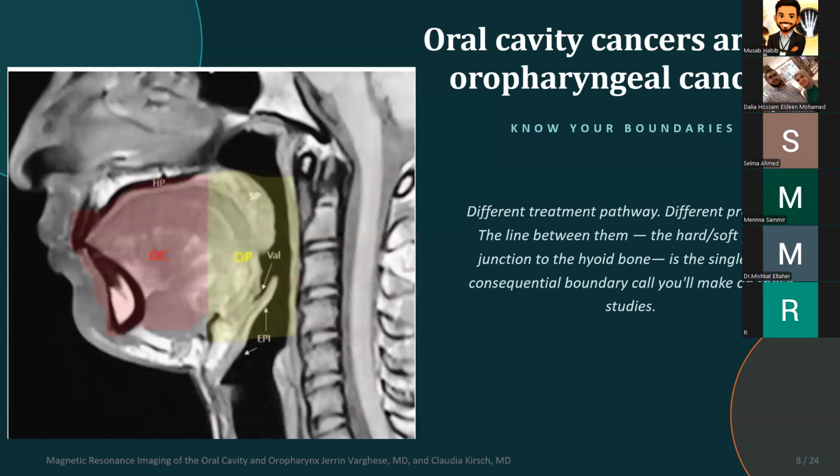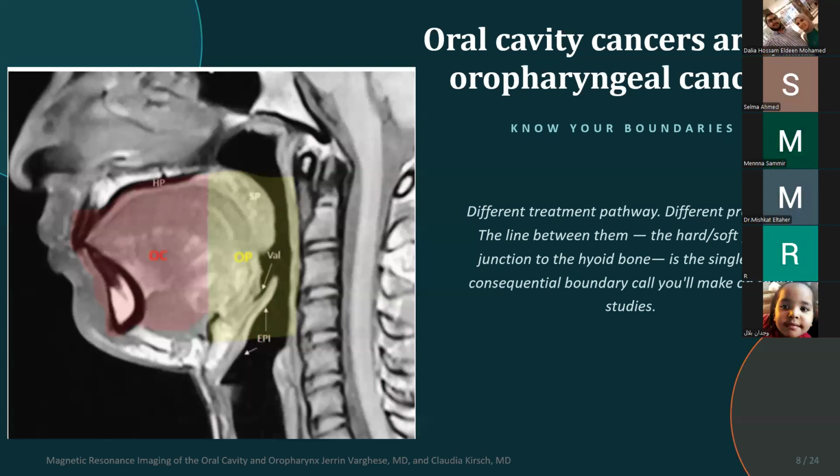And that raises the obvious question: why does separating the oral cavity from the oropharynx matter so much? Because the treatment diverges. Oral cavity squamous cell carcinoma is generally surgery first. Oropharyngeal squamous cell carcinoma often chemoradiation first. So different treatment, different prognosis. So getting the subsite right on imaging is what sends the patient down to the correct pathway. And that makes this the single most important boundary call you will make on these studies.